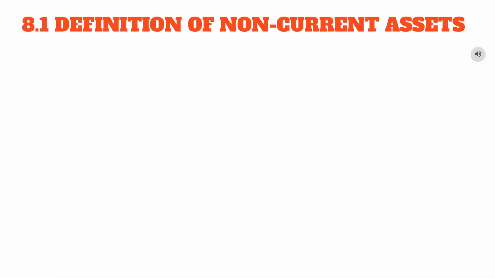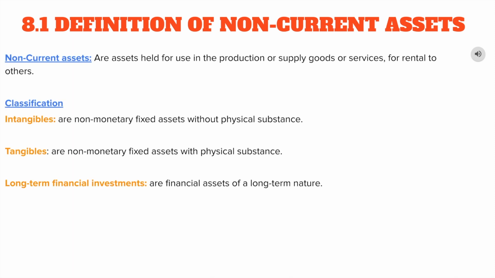Definition of non-current assets. Non-current assets are assets held for use in the production or supply of goods or services, for rental to others. They are classified as intangible assets, which are non-monetary fixed assets without physical substance. Examples of such assets include goodwill and intellectual property, such as trademarks, patents, and copyrights.